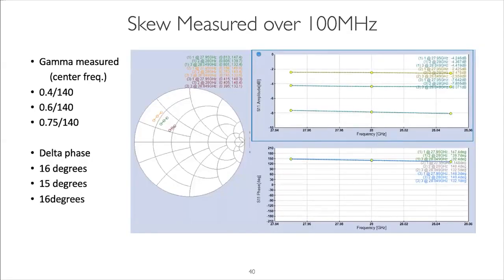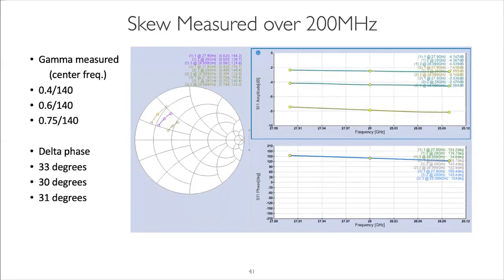And these are basically the impedance that we're presenting to the device. So you can see that the phase shift is always pretty much the same. These are impedance skews for 100 megahertz. So at 0.4 gamma, 0.6 gamma, 0.75 gamma at 140 degrees, you could see that there's roughly a 15 to 16 degree phase shift. Okay. So when we're going to be doing load pull, that's what to be expected.